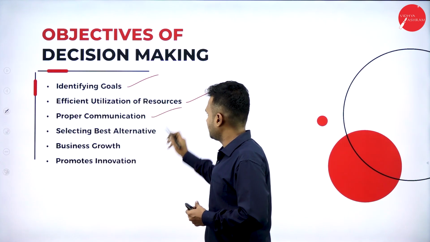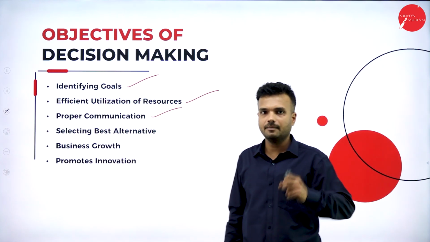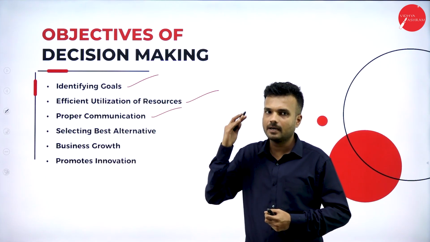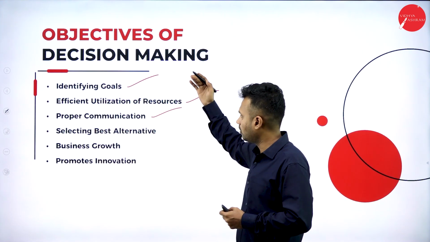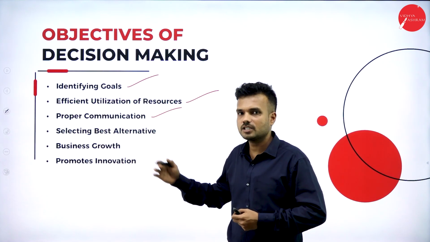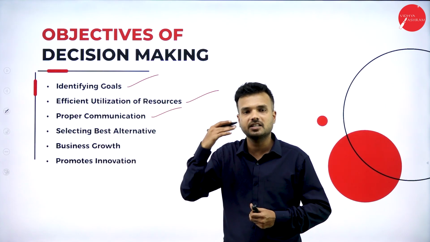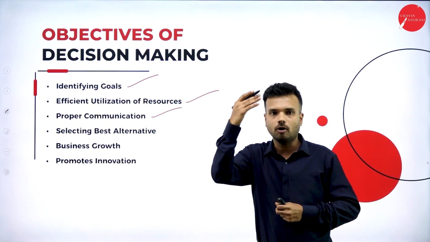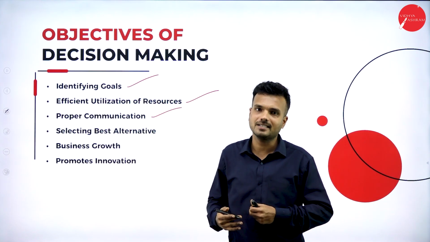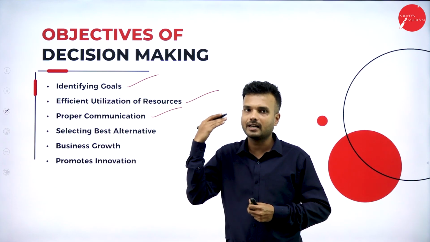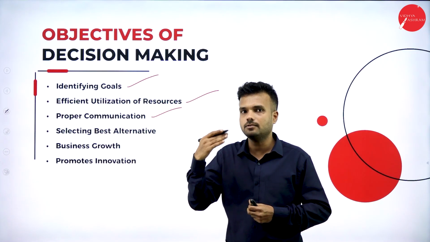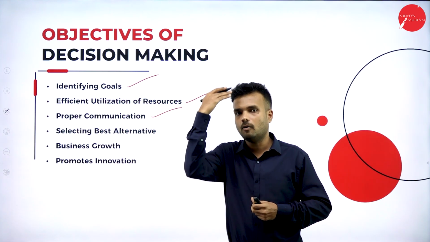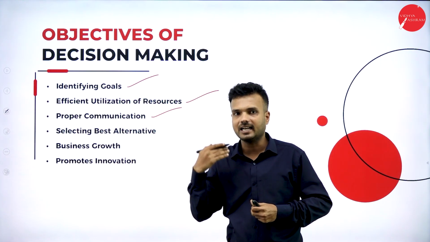Proper communication. As we know, communication plays a vital role in every organization. So there must be proper communication between all the levels of management. Decision making bridges the communication gap between all the departments and all the levels of management in the organization. So they have to choose a right course of action. They have to make the right decision for proper communication from one level to another level.